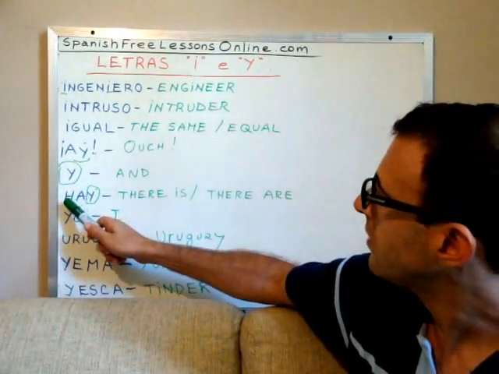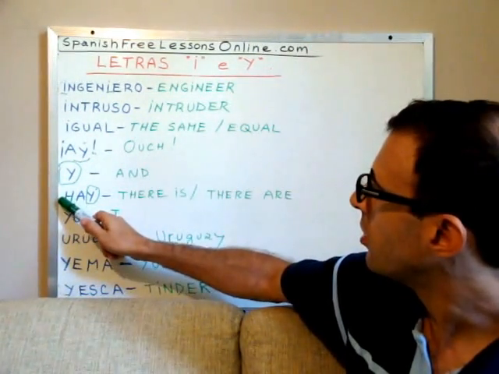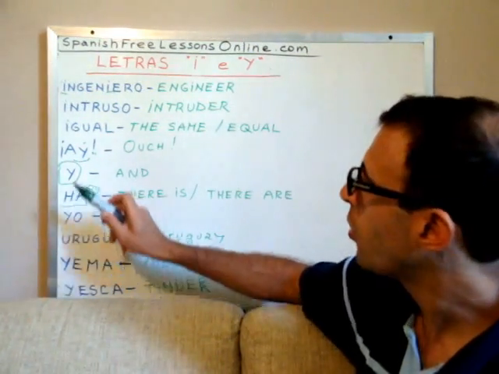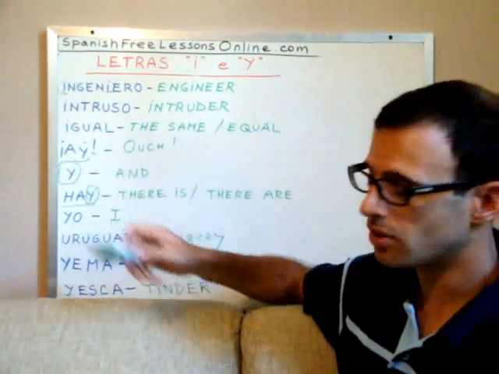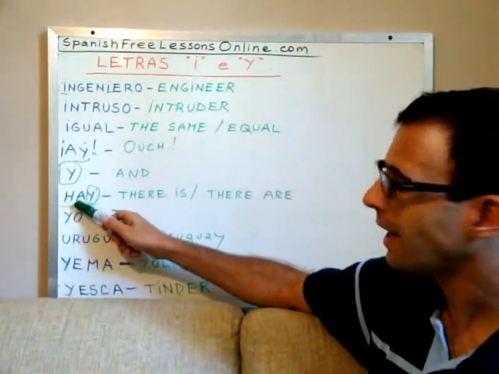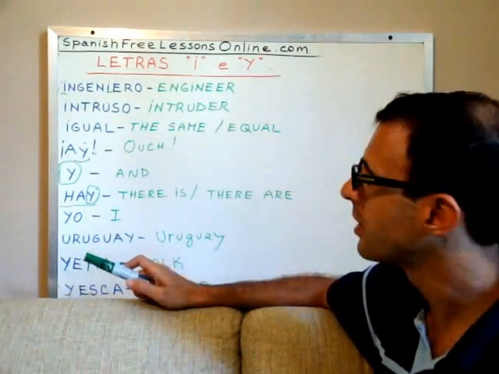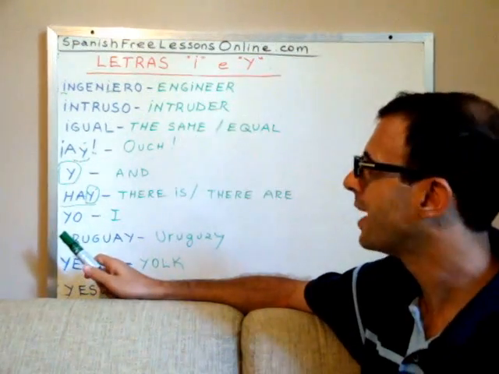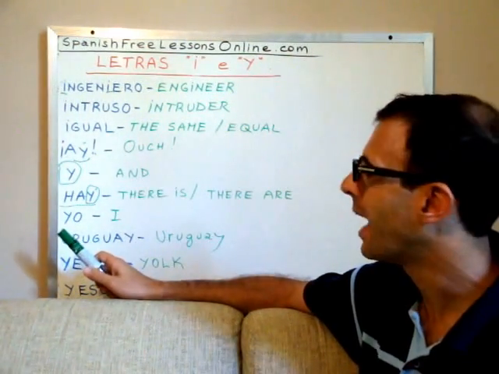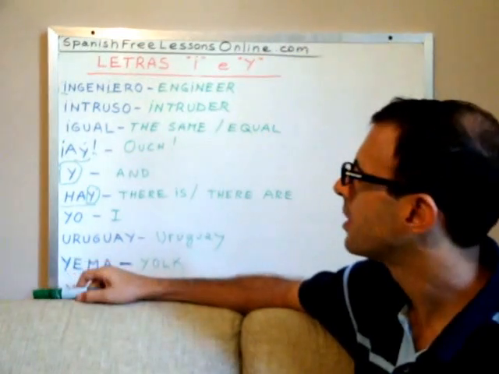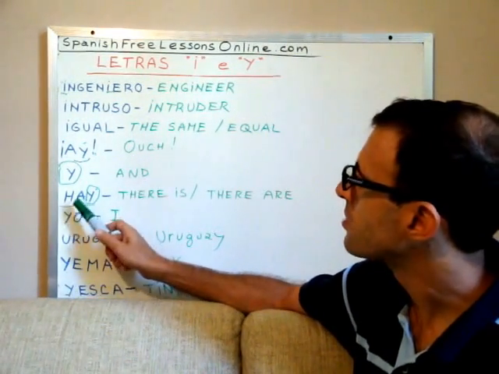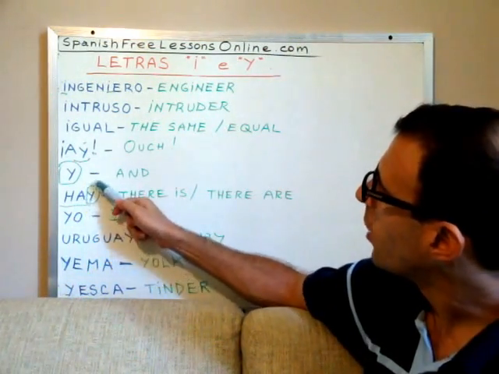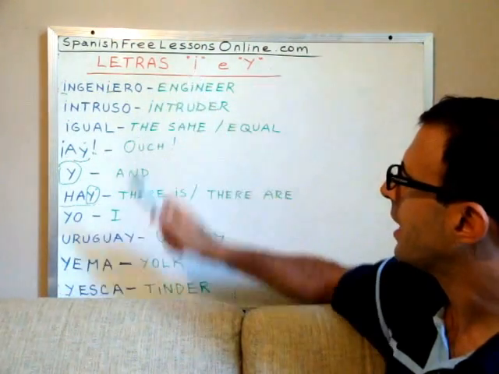In writing, we can differentiate them because the verb hay here has an H, while the exclamation ay has no H, okay? So hay means there is or there are, and it is a special conjugation of the verb haber, to be, okay? Haber, to be or to have. Actually, haber is to have, better. So hay here, Y is read like I.